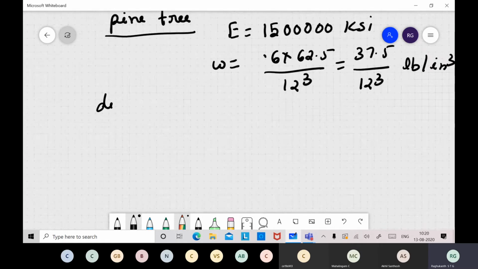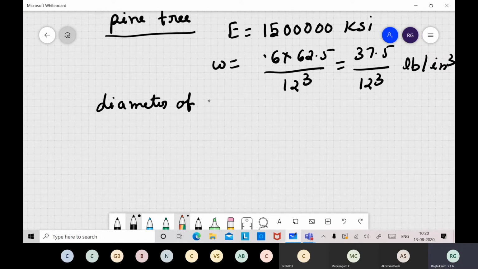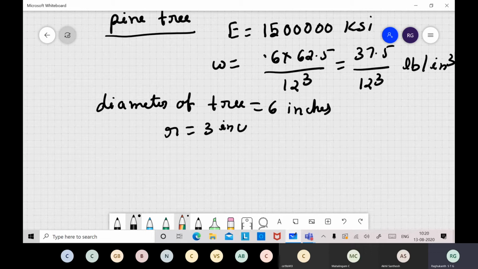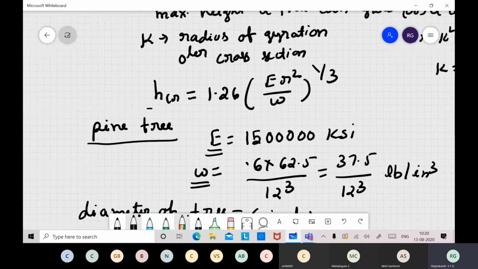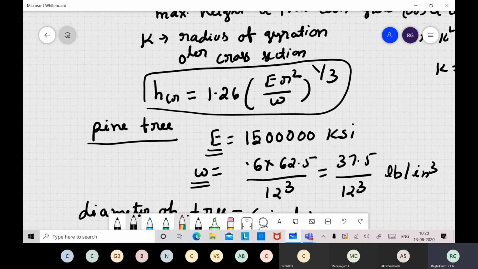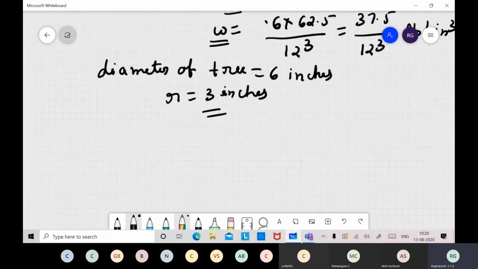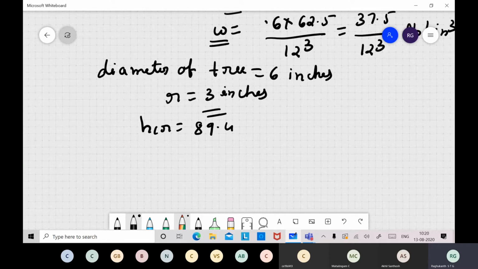And if the diameter of the tree is 6 inches, which means your radius is 3 inches. Now you substitute the Young's modulus, W, and 3 inches in this expression. All the terms are there. You substitute here, and you will get your critical buckling height as 89.45 feet itself.